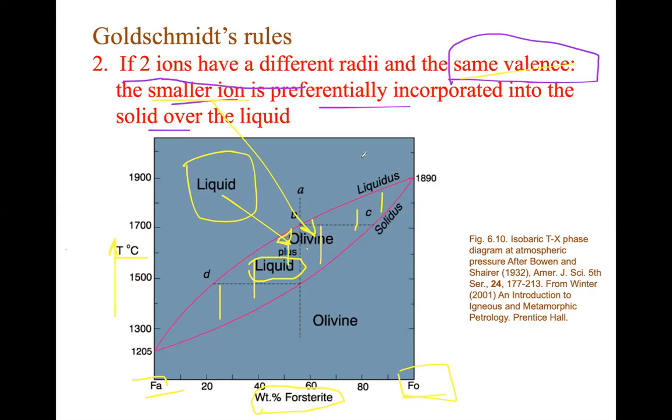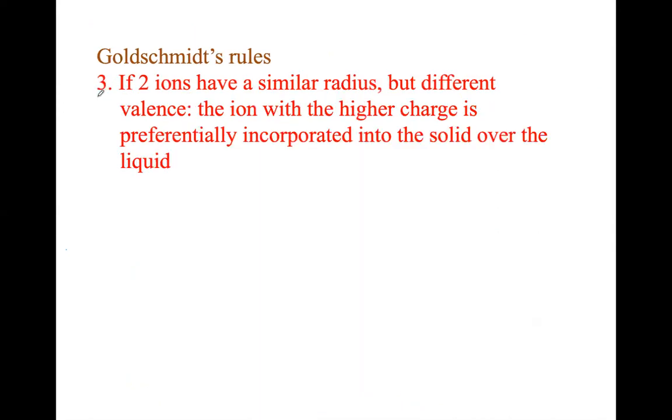Okay, right. So there is another rule, that is number 3. Just a minute. That's rule number 3. If two ions have similar radius, that means the same size, but different valence, right? If they have different valence, the ion with higher charge is preferentially incorporated into the solid, right? So in this case, the higher charge cation is important because it is more preferred to partition into the solid.